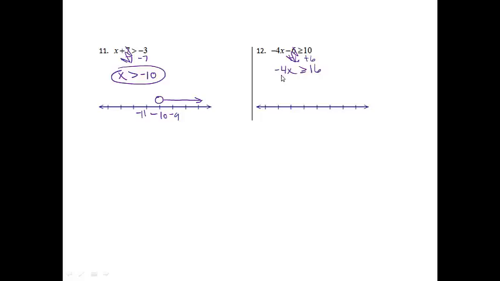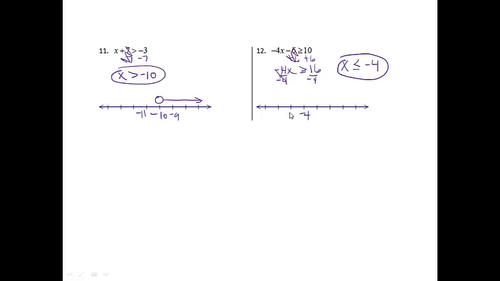And then to get rid of the negative 4, since it's multiplication, we will divide both sides by negative 4. And then those will be gone. I'll get x. 16 divided by negative 4 is negative 4, and then since we divided by a negative number, we have to switch the sign of the inequality, so it will be less than instead. So that will be my answer.